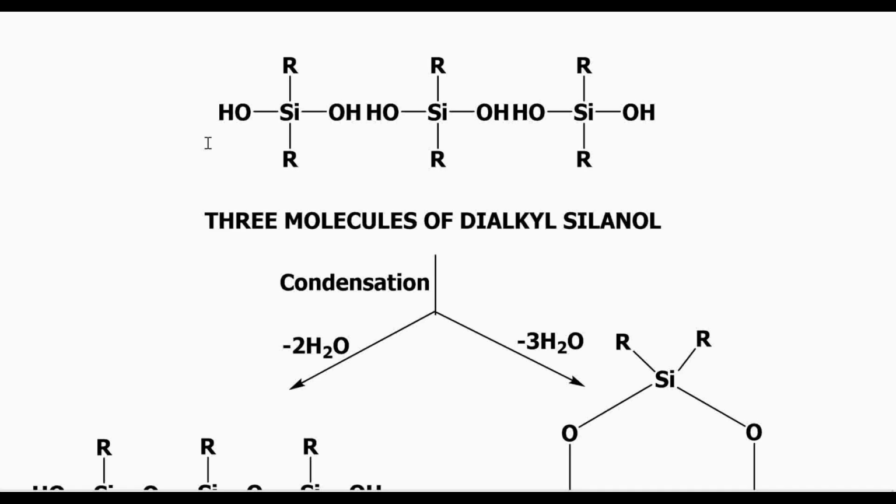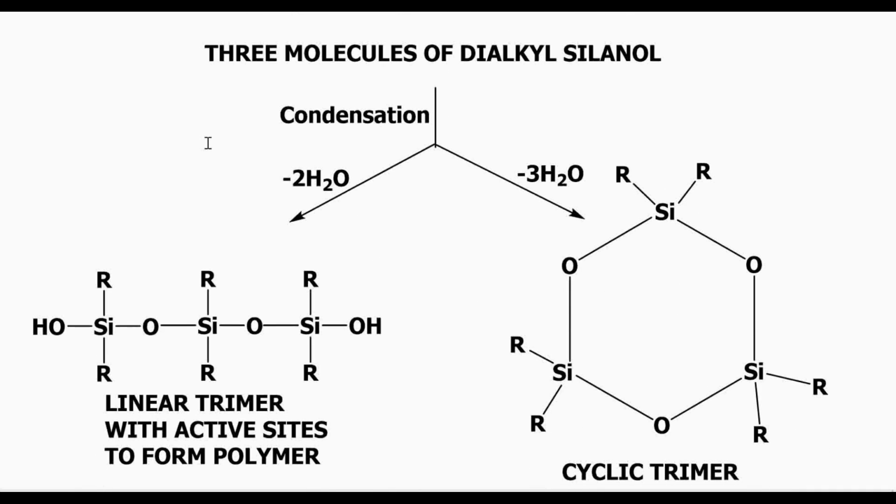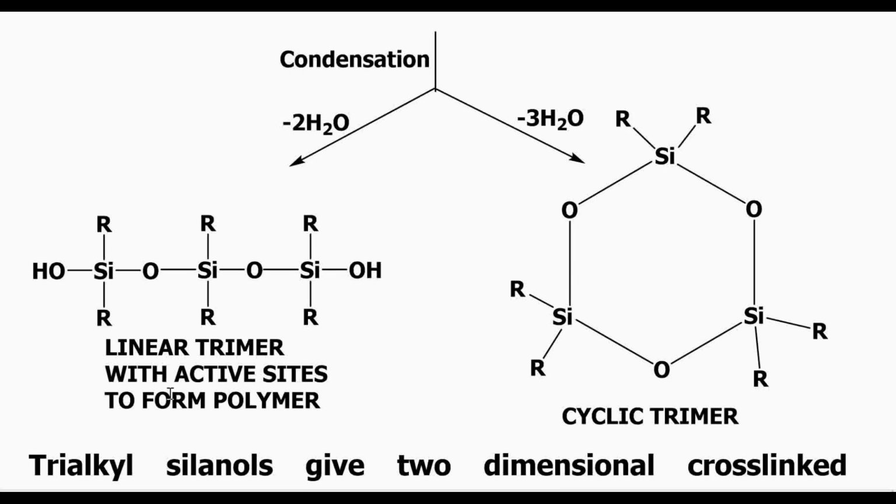But on the paper, I do not need to show a very long structure, and I am sure you will understand. So I have taken only 3 molecules, and you can see that a trimer is formed, and this trimer is not an ordinary trimer. It is a trimer with 2 active sites. These are the 2 active sites. So this can further react with more dialkyl silanols to extend the chain, and you can obtain a very high molecular weight polymer, which is a linear polymer.